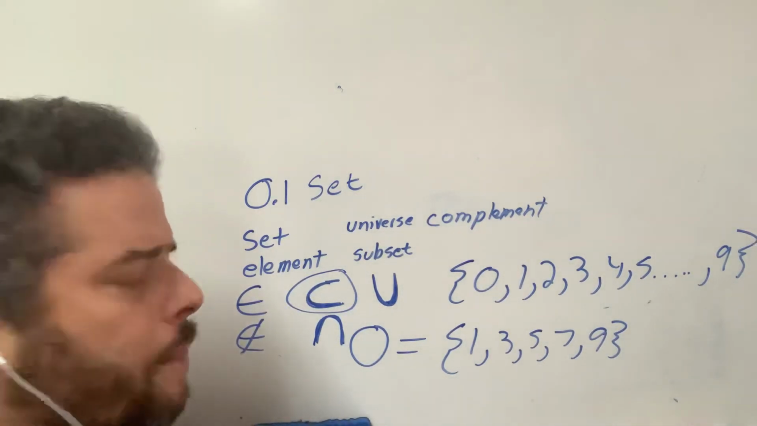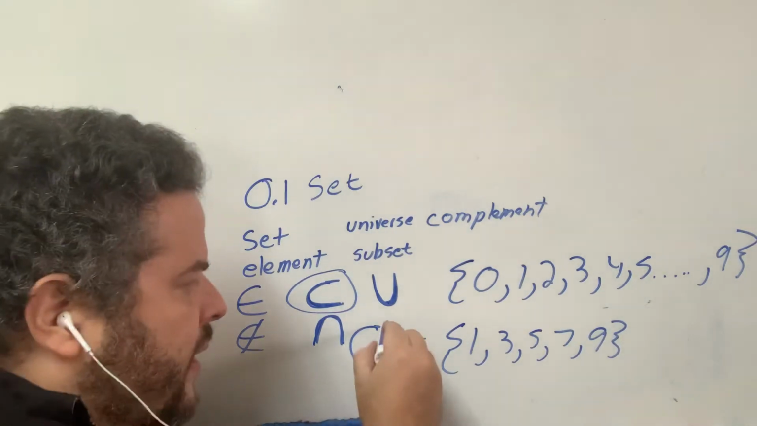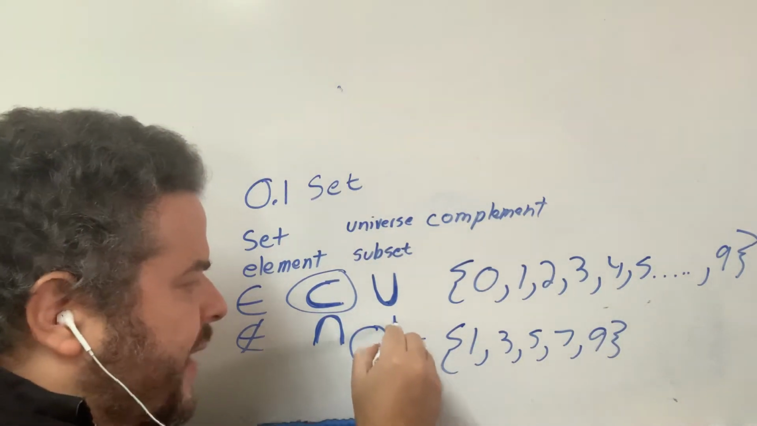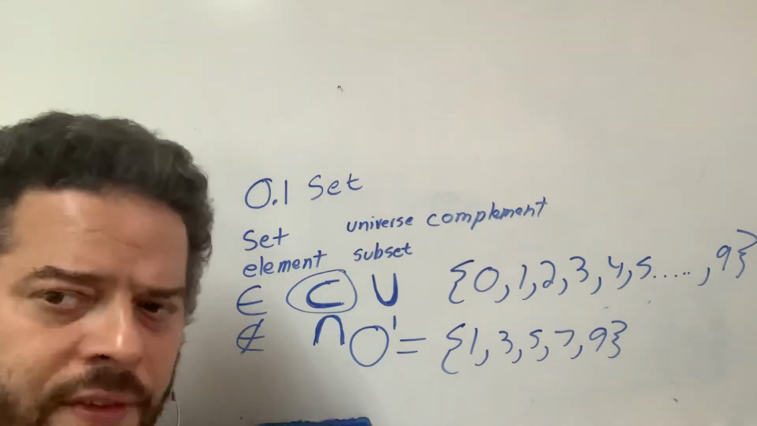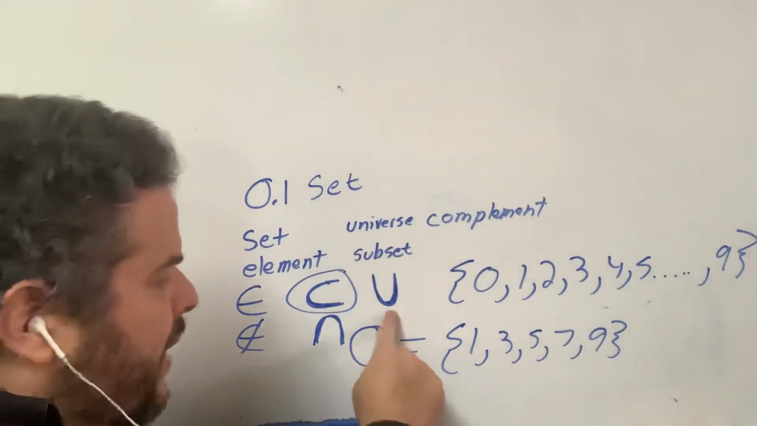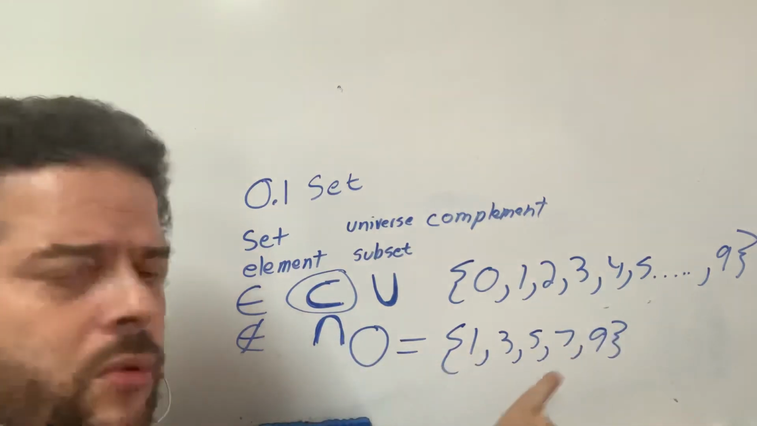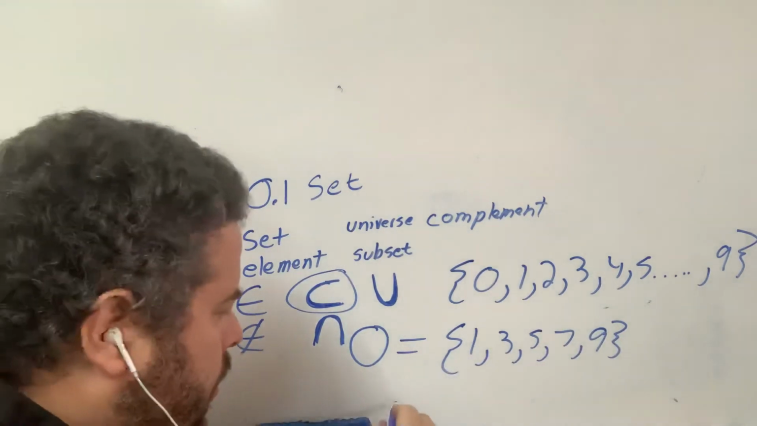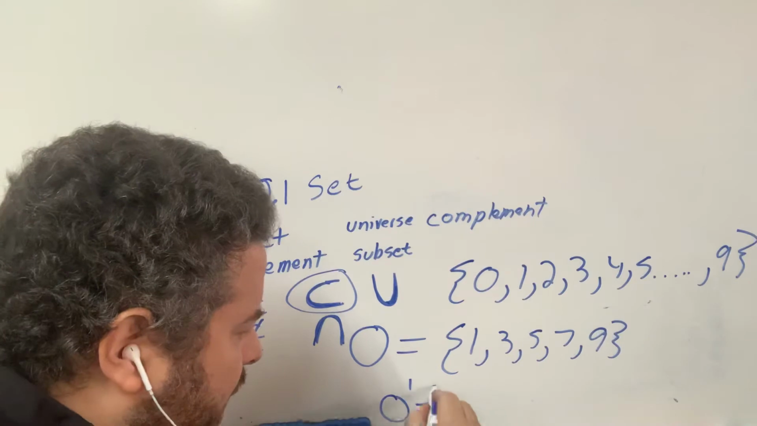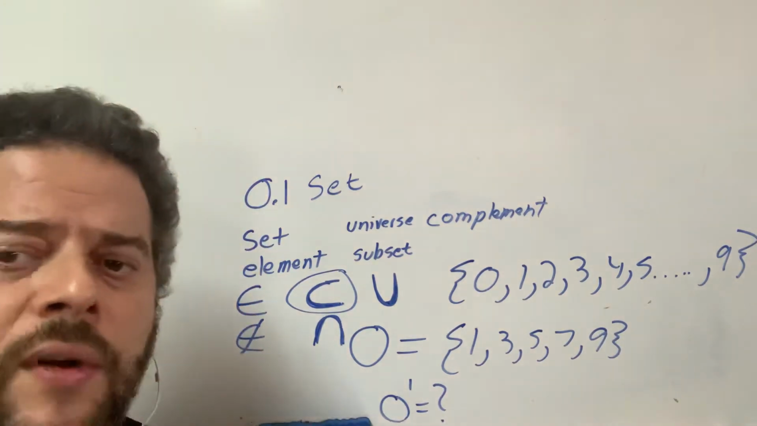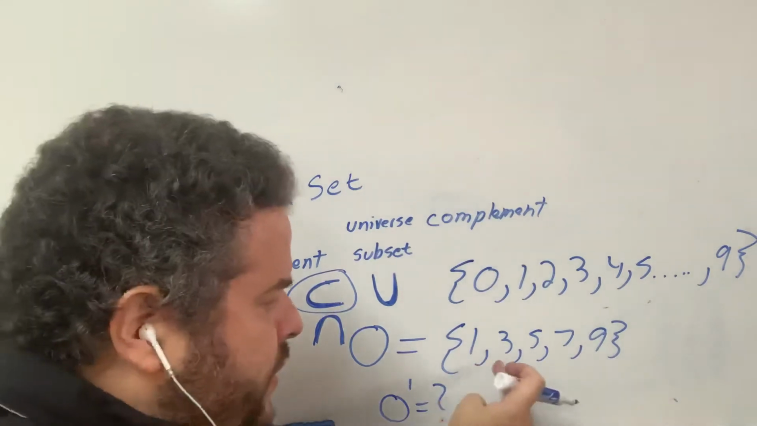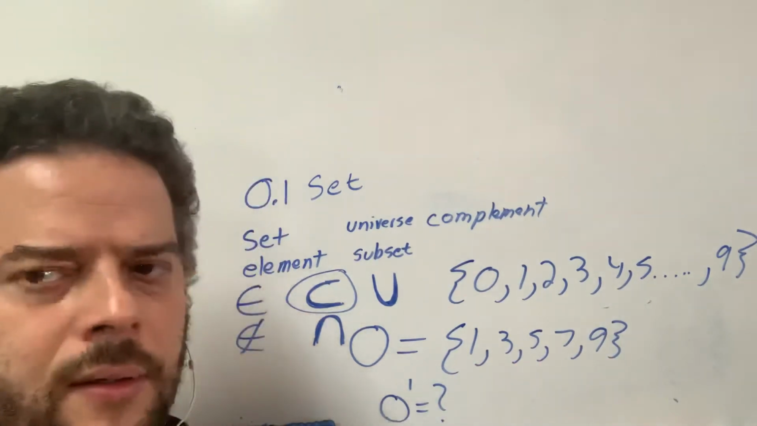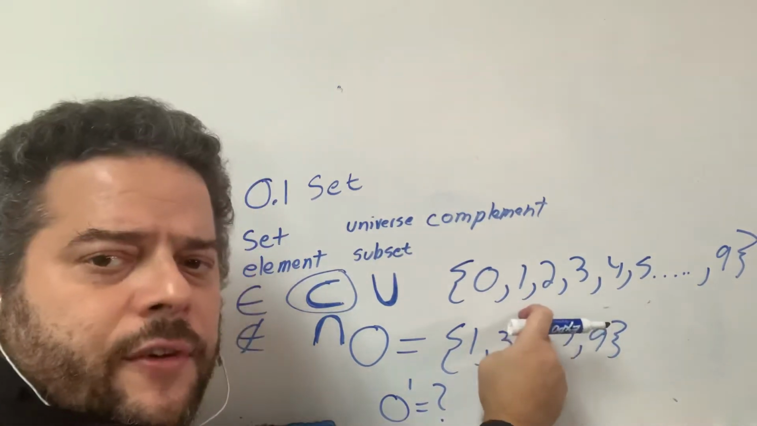Now, the symbol of complement is like a small apostrophe on the upper right-hand side of the name of the set. So, if this is my set O, and I were to ask you, what is the complement of O? Now you ask yourself, what is O missing to become the universe?